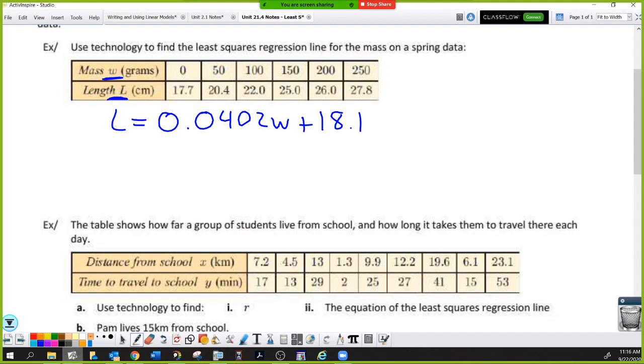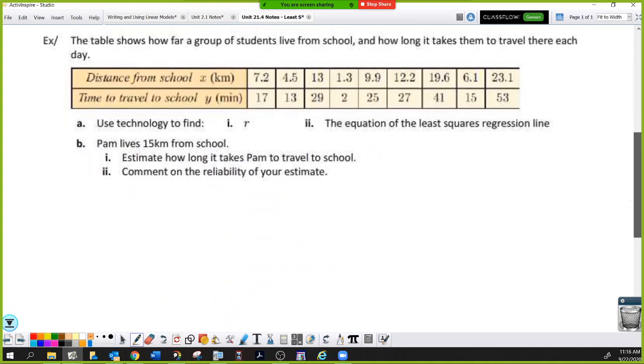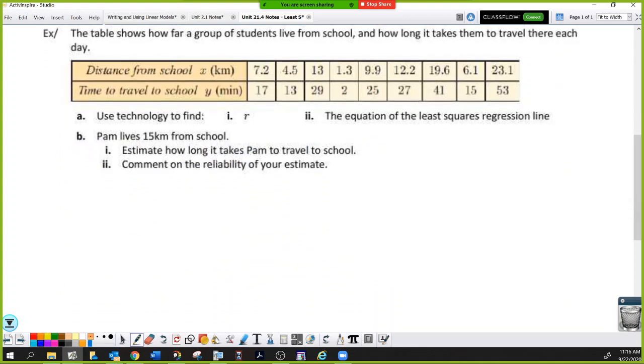But we'll do it again. Now this one will actually use the model for something. This table shows how far a group of students live from school and how long it takes them to travel there each day.